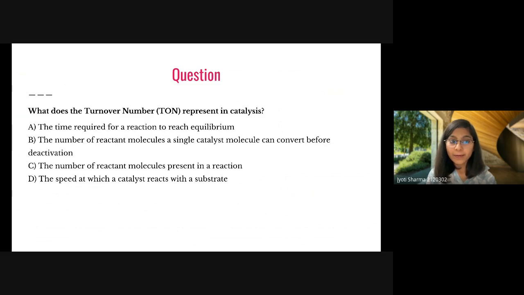So what will be the right answer for this turnover number? What does this turnover number represent in catalysis? So what do you think?